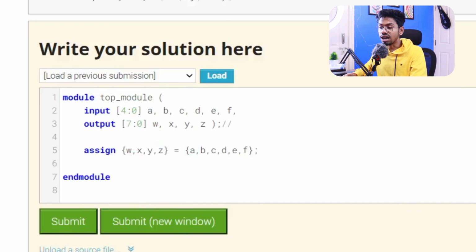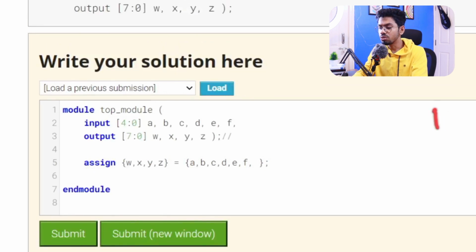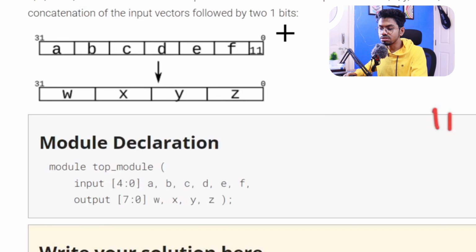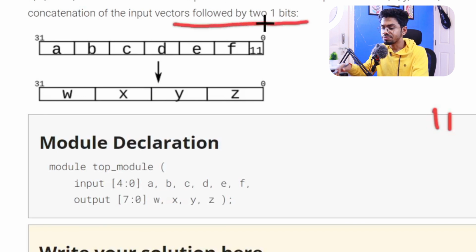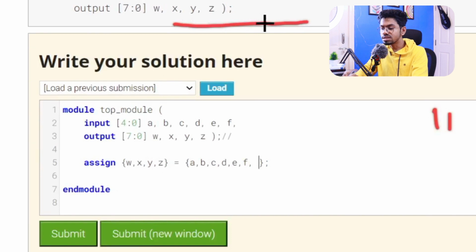Now it is your task. You need to think now, at least for 10 seconds. Tell me, what should I write here? I need to insert here two 1 bits. And how do I know this? Because they have said already, right? Vector followed by two 1 bits. So now to insert two 1 bits, size is 2.